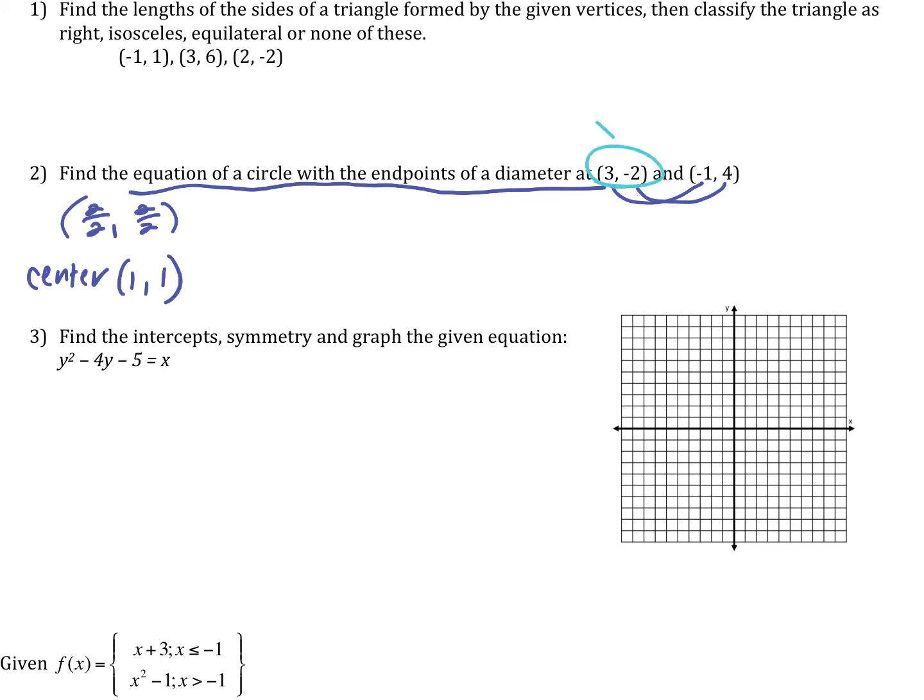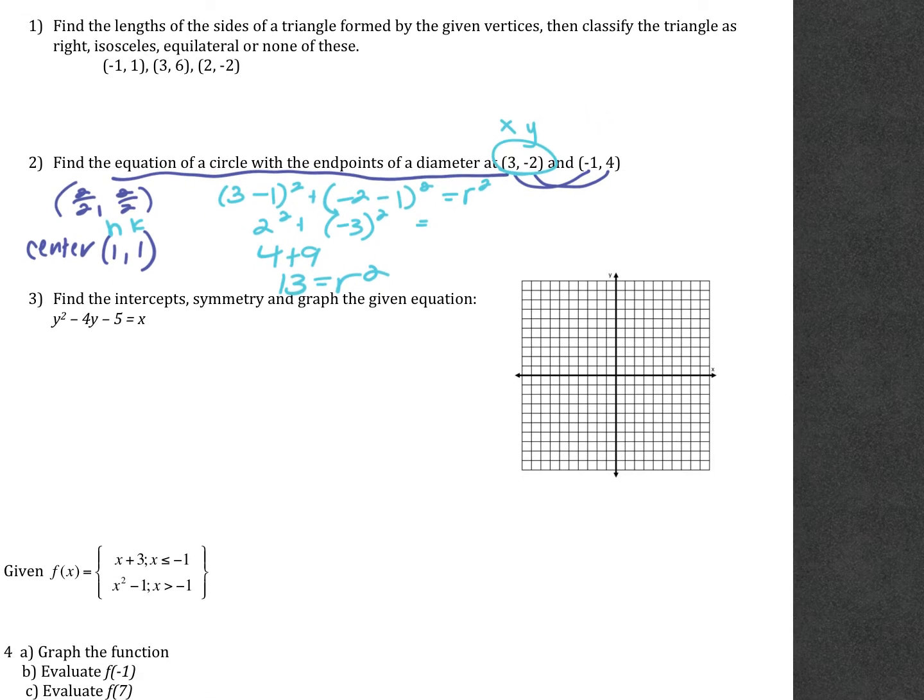First. So this is my x, and this is my y, and this is my h, and this is my k. So 3 minus 1 squared plus -2 minus 1 squared equals r squared. 2 squared, -3 squared. Nope. They're both points on that graph. So I get r squared is 13, x minus 1 squared plus y minus 1 squared equals 13.